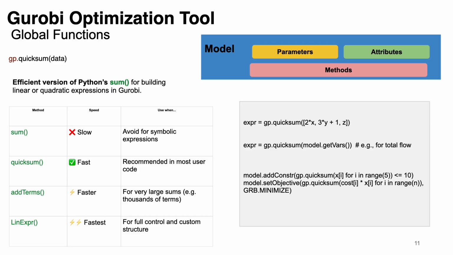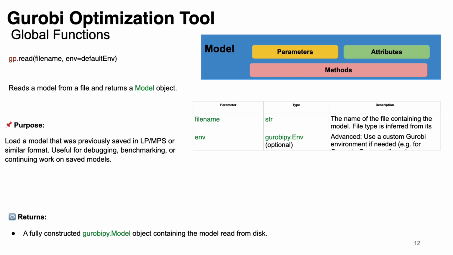Looking at the examples, you can see how flexible the syntax is. Whether you are summing a simple list of terms like 2 times x plus 3 times y, or using a generator expression to sum costs across an entire range of items, the code remains clean and mathematically intuitive.